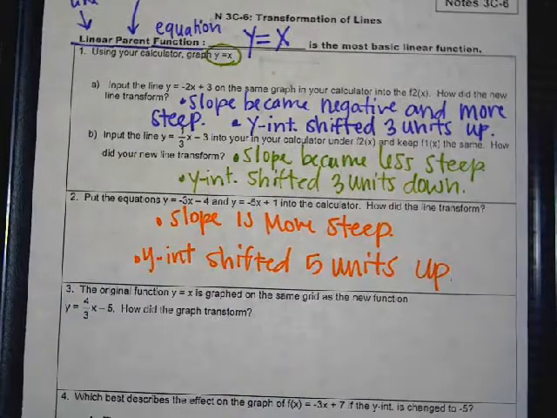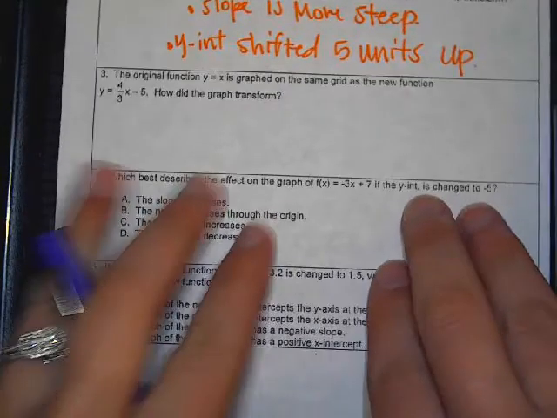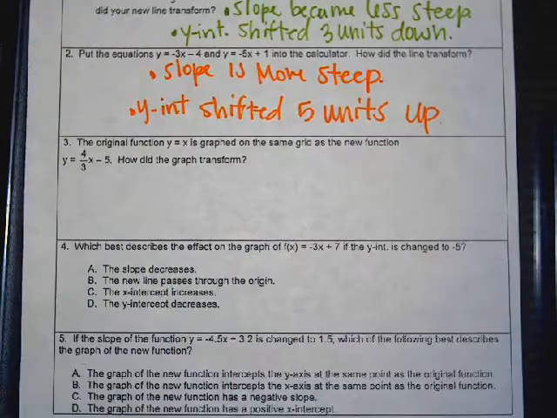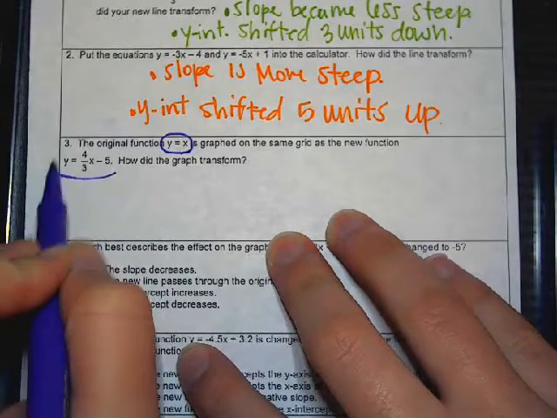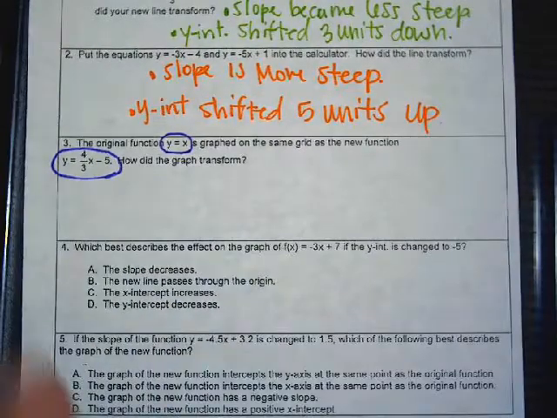So before I even graph it on my calculator, I can look at the M and the B in the equation and kind of get an idea of what it's going to look like. I still want you to graph it and make sure, but you can kind of know whether it's going to go positive to negative, and how it's going to be shifting up or down. Okay? So let's look at example 3. Here's the original, and here's the new. So what can I determine before I even graph of how this is going to look?